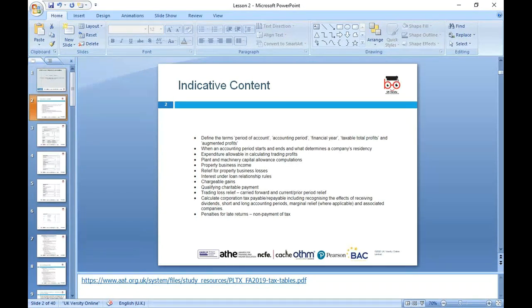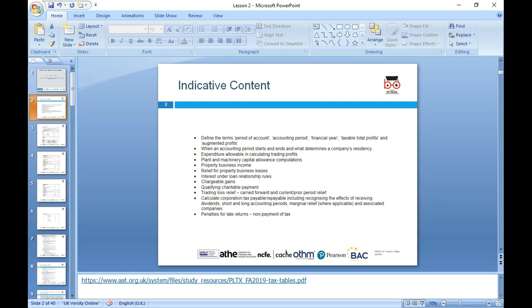If we have any revenue expense, like cleaning, painting, decorating the properties, we can claim that. Relief on property losses: if we have a loss, we can claim the relief on it, which will reduce our bills. Interest under the loan relationship rules, we need to look at the interest. If we give money, or borrow money, we should charge interest, and other interest we will pay. All these rules we have to follow.